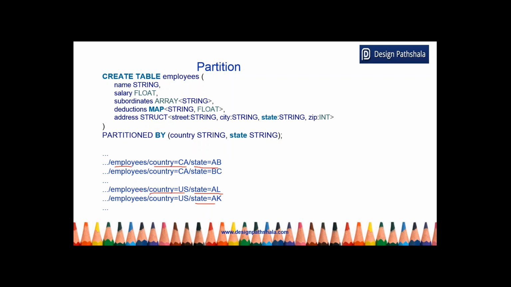So the folder structure is something like this for this table. There is a folder called employees. Inside employees, there are folders for each and every country. And inside each country, there are folders for the corresponding states of that country. So all the data for state AB of Canada will go inside this directory.